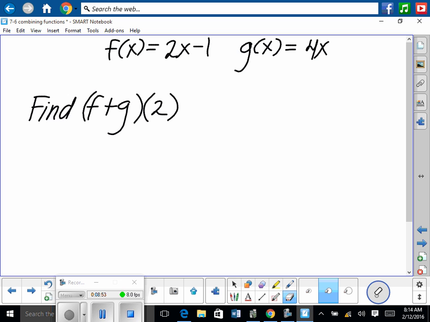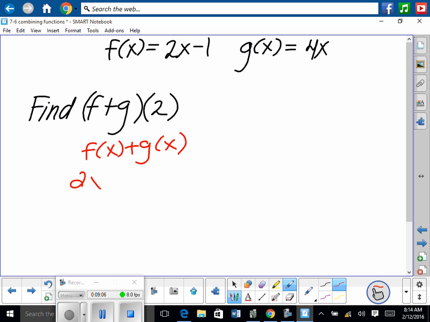Let's do f plus g of x, and then we'll plug in 2 in the end. So f plus g of x. We know f of x plus g of x. That's what we're going to do first. So that would be 2x minus 1 plus 4x, right? Plus g of x. Does everybody see how I'm doing this? Combining like terms, 2x plus 4x is 6x. And then we have minus 1. So f plus g of x is 6x minus 1.